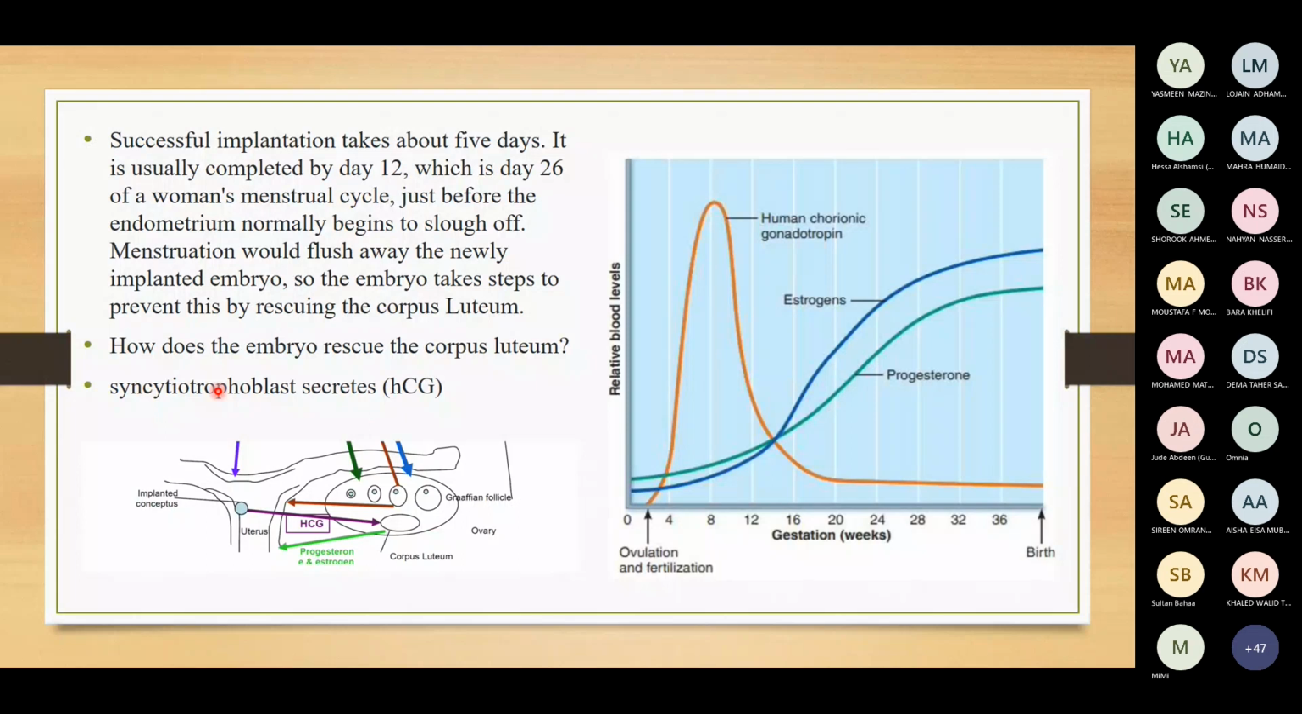Remember, the syncytiotrophoblast cells that are penetrating the endometrium are going to secrete a hormone called HCG, the human chorionic gonadotropin hormone. This hormone keeps the corpus luteum secreting estrogen and progesterone. This is why during pregnancy tests, what is measured is HCG, because this hormone is produced only by these syncytiotrophoblasts, meaning we have an actual embryo and the corpus luteum should continue producing progesterone and estrogen. Is this part clear? Yes. Okay.